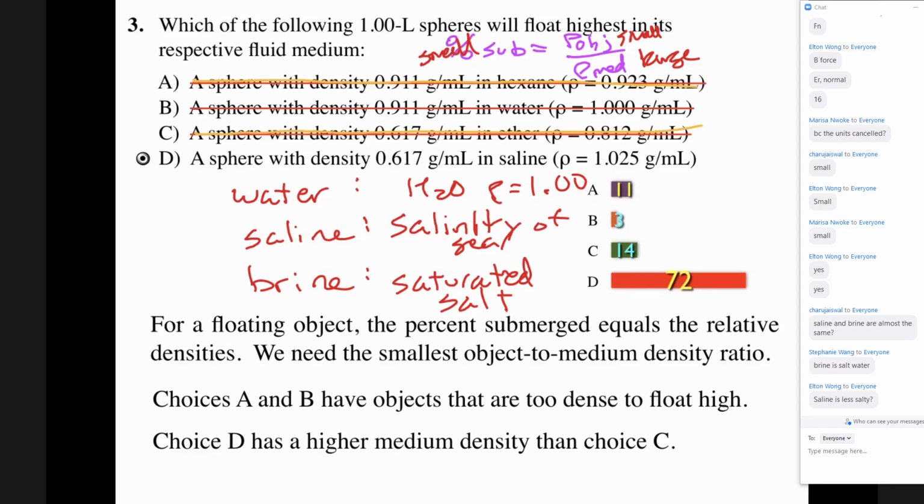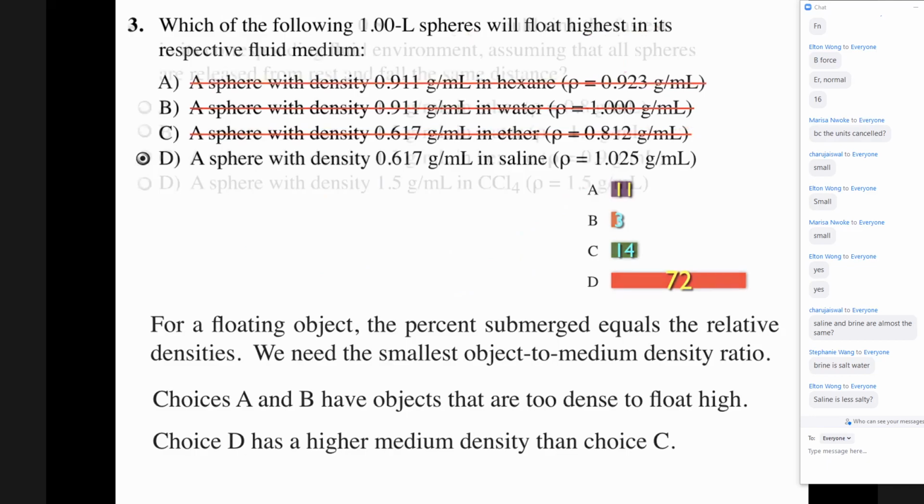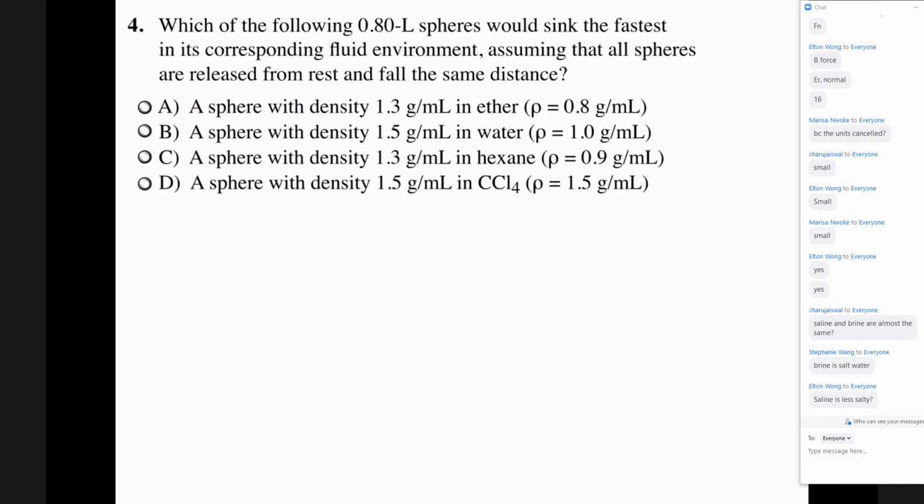Okay. Gonna click. 3, 2, 1. Same question, but now for a sinker.